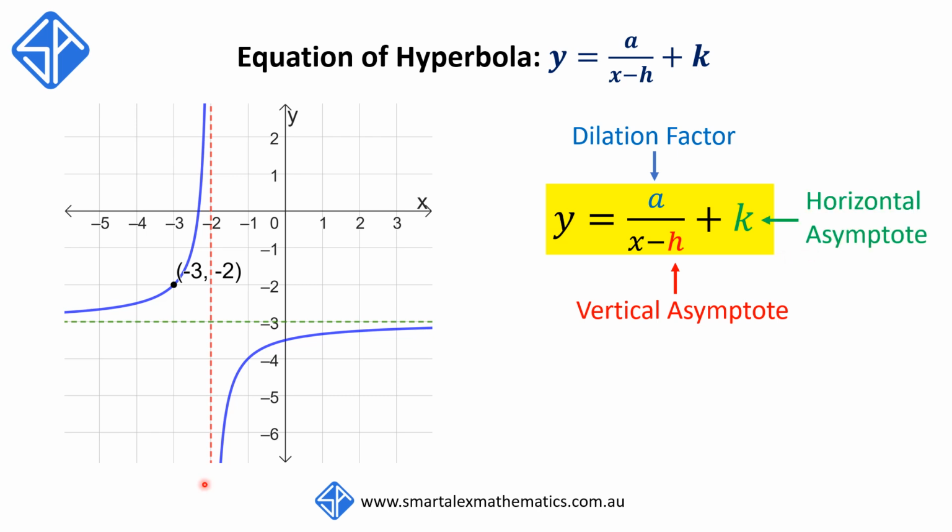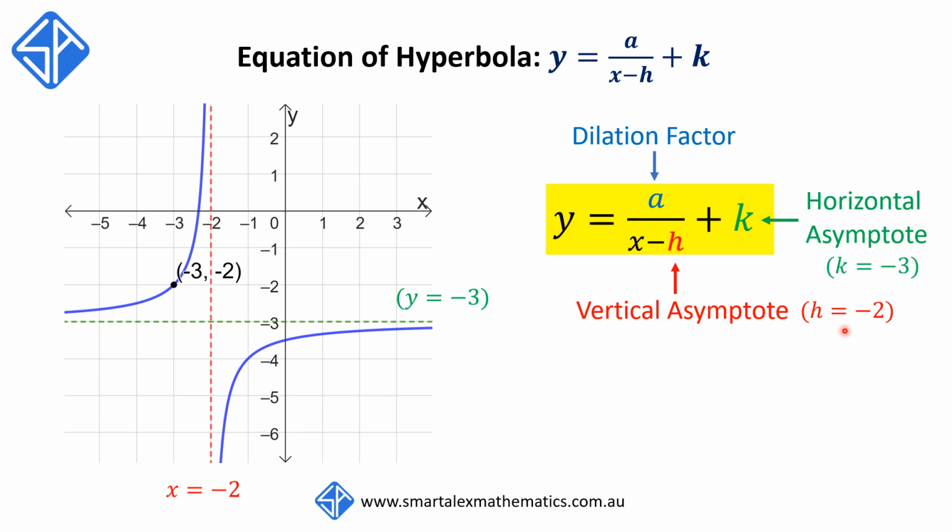If we look at this graph, we can see that this graph has got a vertical asymptote at x is equal to -2. So this means that the h value is going to take on the value of -2. It also has got a horizontal asymptote at y is equal to -3. So our k is going to take on the value of -3.